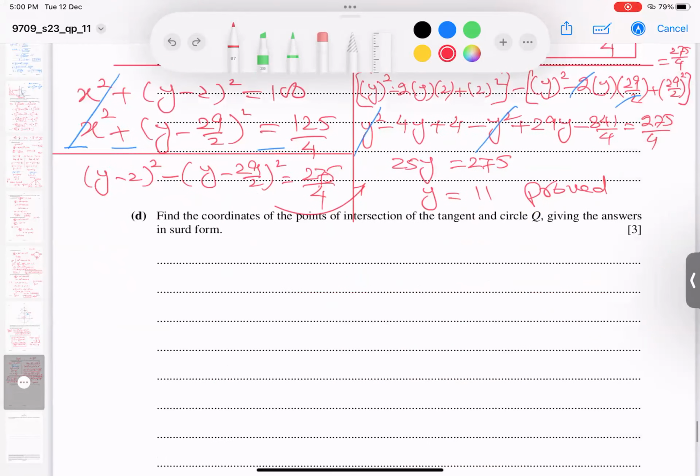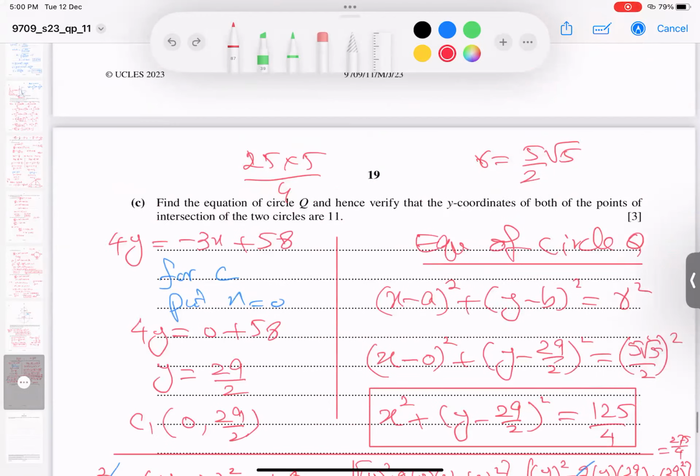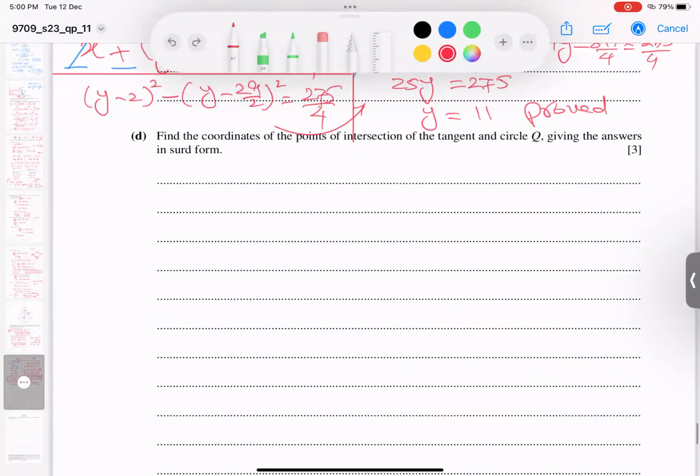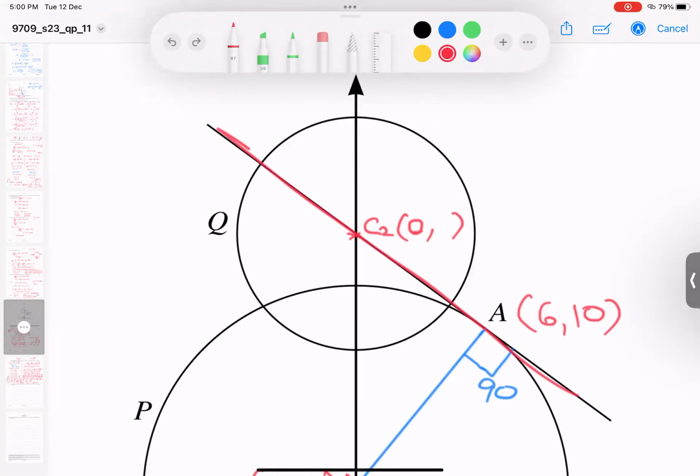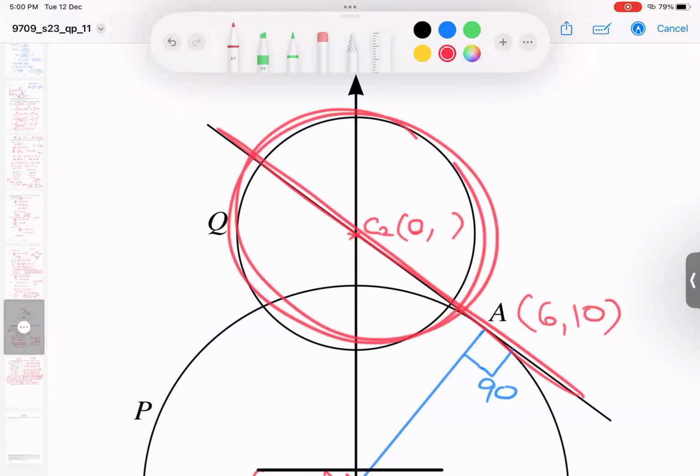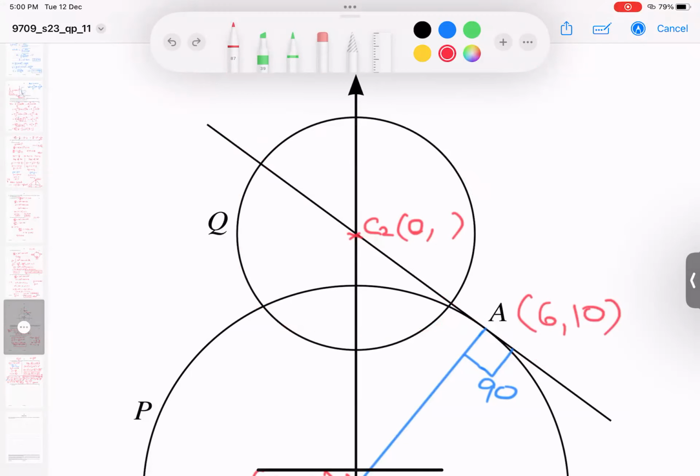Okay, let's talk about the last part. And he said, what further? Okay, that's it. Part D and last part of the question: find the coordinates of the point of intersection of the tangent and circle Q. Repeat: tangent and circle Q. Where is the tangent and circle Q? Tangent is this and circle Q is this. Okay, so actually he talked about this point of intersection, I mean this point and this point of intersection.